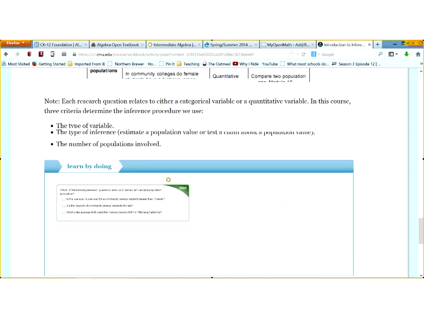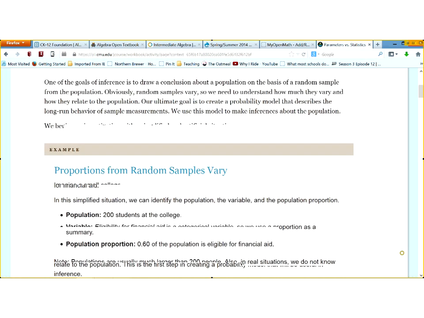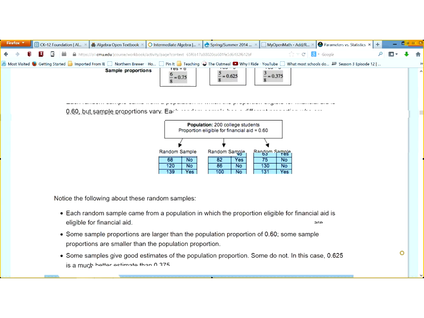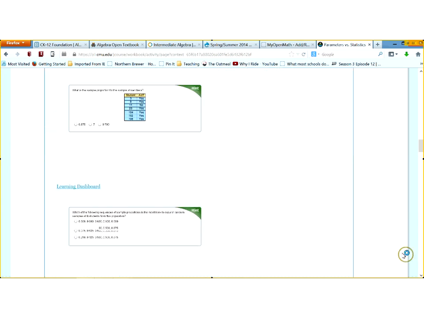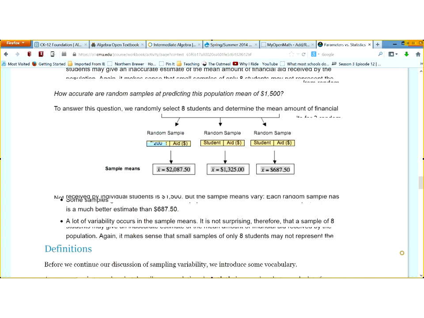All right, so let's now go on to material. Parameters versus statistics. This is important. It's on the quiz, I believe. So basically the idea is, let's see if it's defined here on this page. Here we go. This is our key right here.